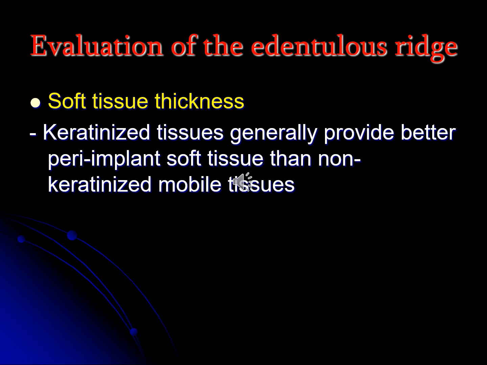That means if we don't have enough keratinized tissue around the future implant, we should create this keratinized tissue before implant placement by gingival grafting. After that, we can insert our implant with ideal keratinized tissue around this implant.